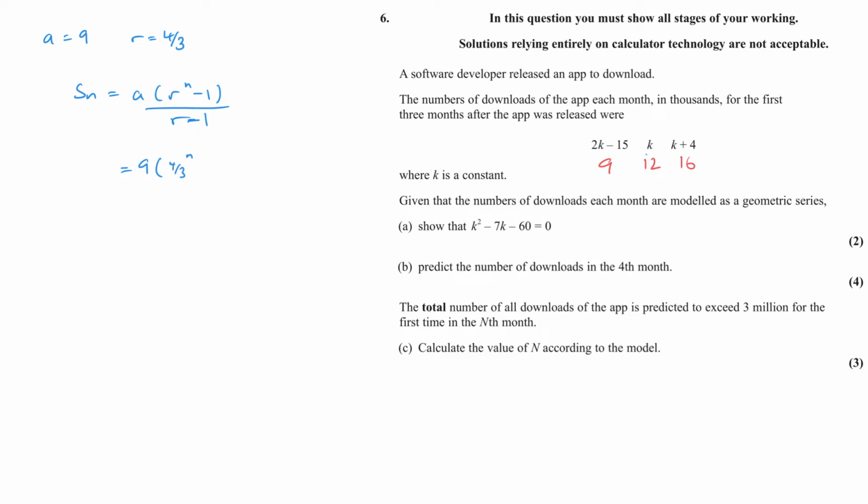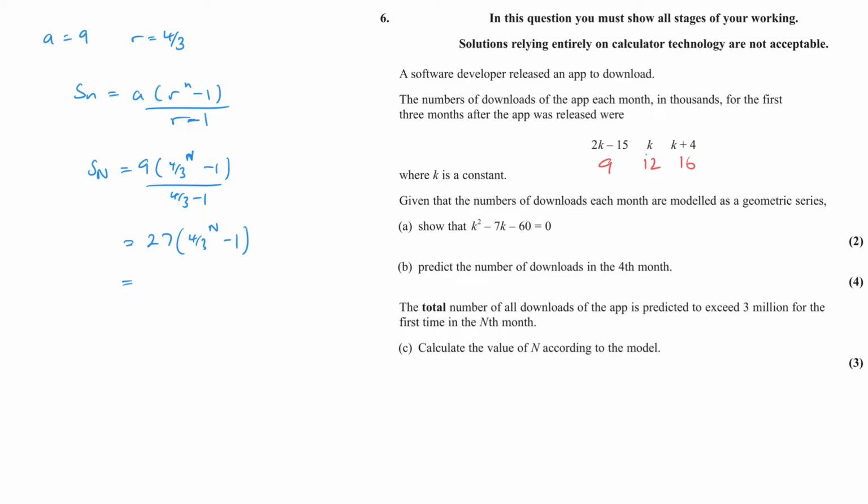So 4/3 to the, now this is a capital N, that's what we find in. Now that means 4/3 minus 1 is 1/3. 9 divided by 1/3, so that's 27. So rub that out actually, do it on the next line. So 27 times (4/3)^n minus 1.